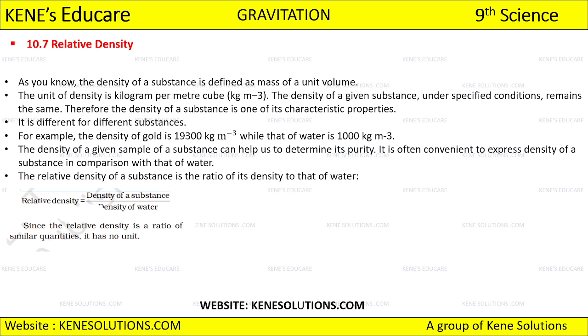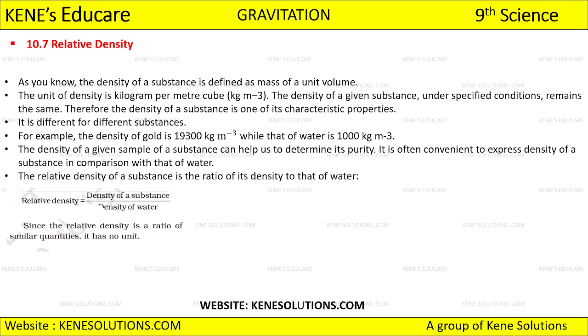So the density of the substance is going to remain the same, and therefore the density of a substance is one of its characteristic properties, which is going to be different for different substances. It is not going to be the same for all substances. For example, the density of gold is 19,300 kilogram per cubic meter, while that of water is 1000 kg per cubic meter.